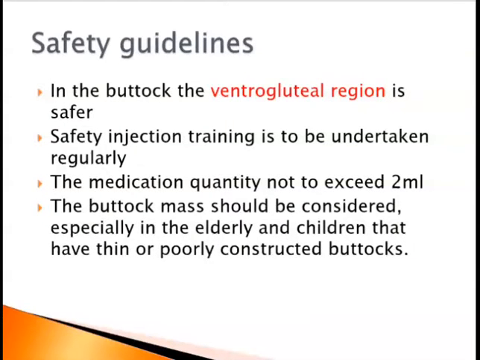So safety guidelines include, in the buttock, the injection should be given in ventrogluteal region, which is safer. Then safety injection training is to be undertaken regularly. The medication quantity not to exceed 2 ml, and the buttock mass should be considered, especially in elderly and children who have thin or poorly constructed buttocks.